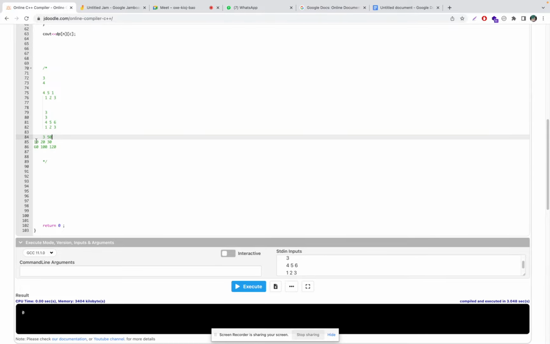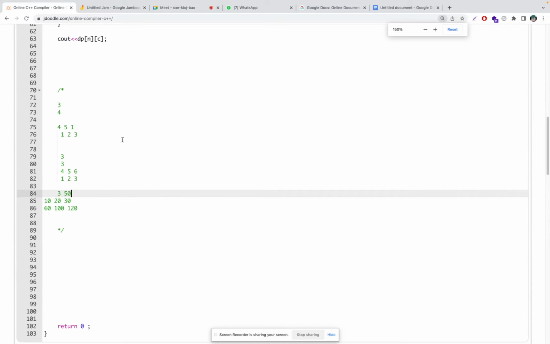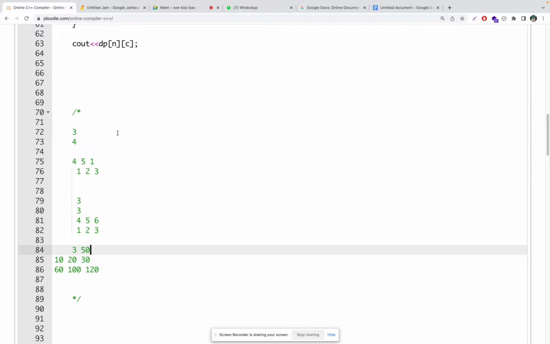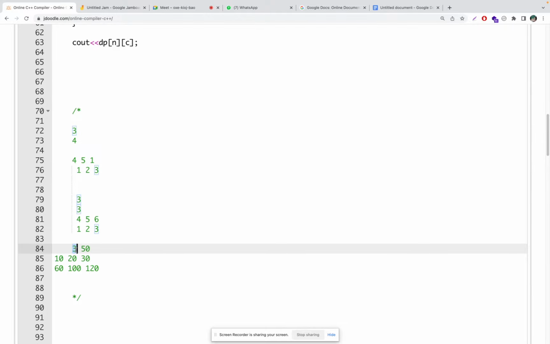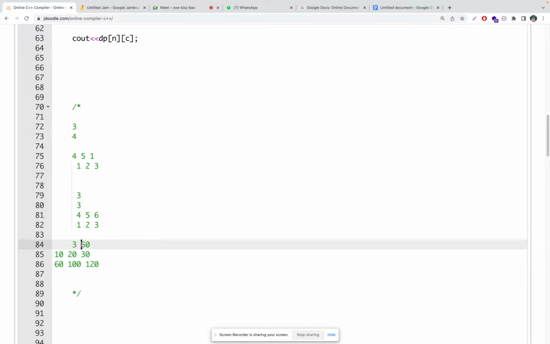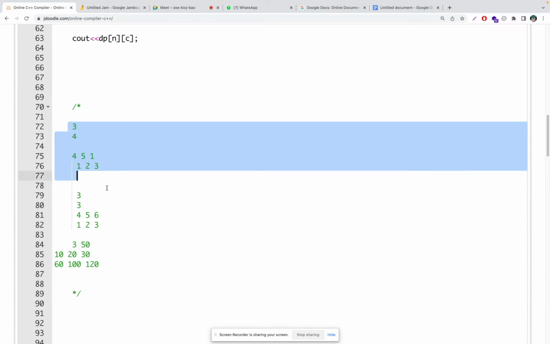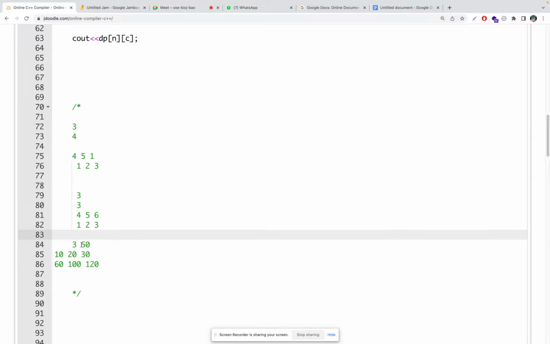And the weight of the bag: W1 is 10, W2. Let me zoom it up. Ankit and Raj, can you tell me what is N in this case? 3. What is C? 50. Forget these both, only focus on the last one. What is W1? 10. W2? 20. W3? 30. P1? 60. P2? 100. P3? 120.